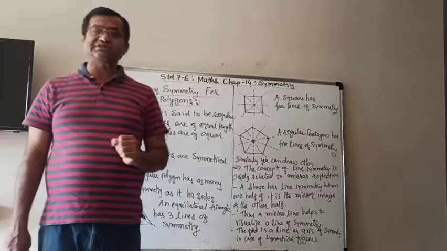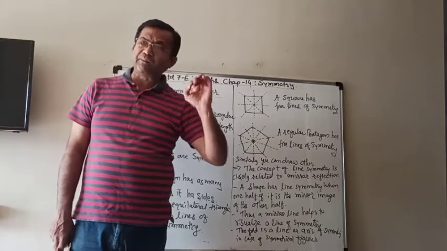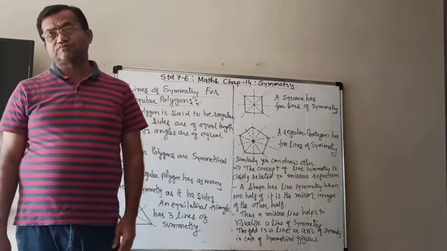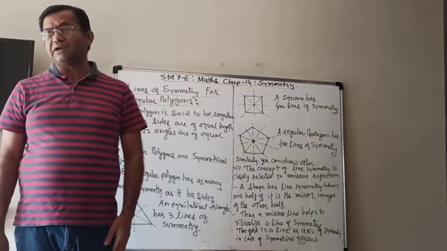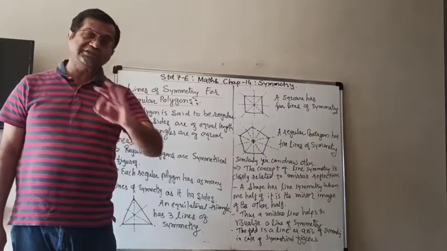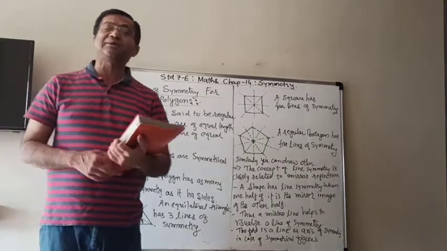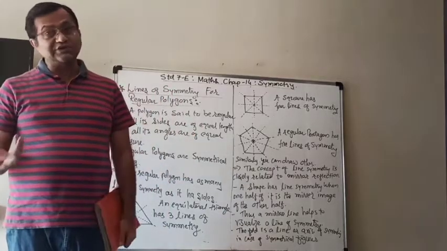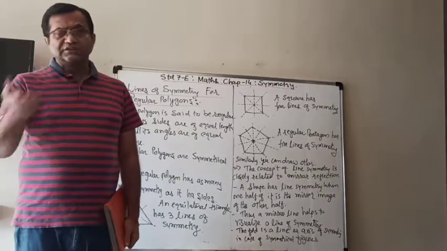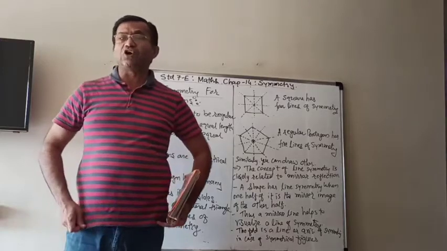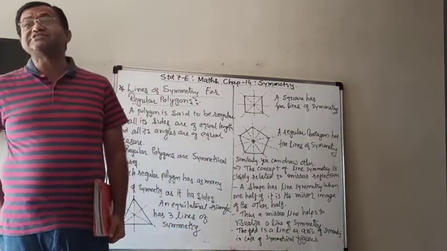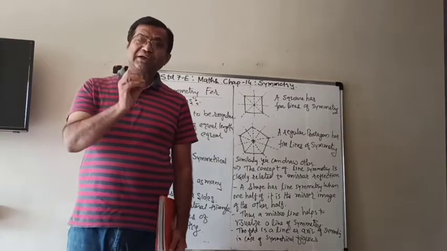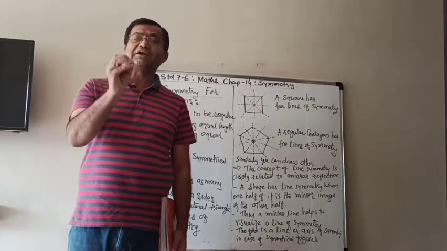So the simplest regular polygon is an equilateral triangle. We know what an equilateral triangle is? A triangle whose all 3 sides have the same length. It is known as an equilateral triangle. And as you know, the 3 angles are also of the same measure, that is 60 degrees. So an equilateral triangle is a regular polygon.